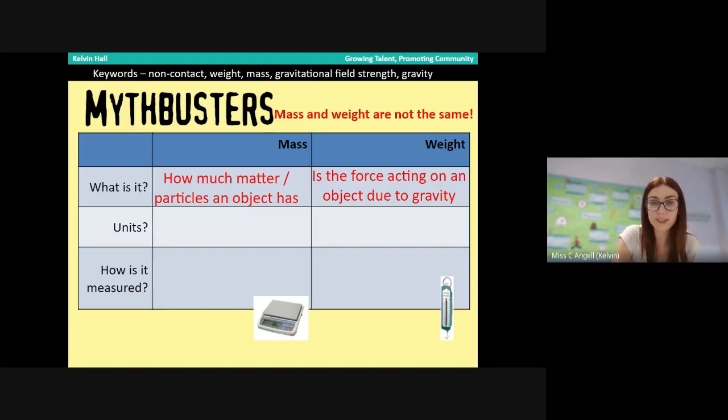What do we measure mass in? We should have got kilograms, which means we measure weight in newtons. And how is it measured? So we measure our mass, how many particles are inside of us, by a balance or a scale. But we measure the weight of something by a special device called a Newton meter.